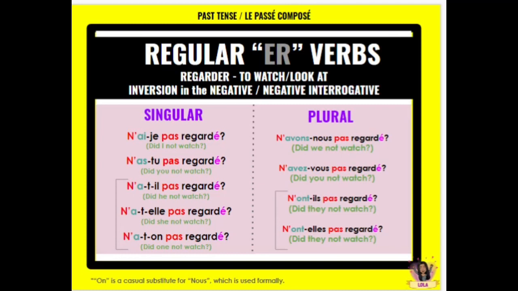And then we see the rest of it again. So the N apostrophe goes before the auxiliary and the pas after the subject on each one. N'a-t-elle pas regardé? N'a-t-on pas regardé? N'avons-nous pas regardé? N'avez-vous pas regardé? N'ont-ils pas regardé? N'ont-elles pas regardé?